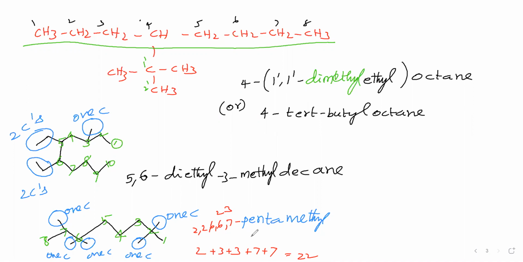So which is correct? The numbering giving 2,3,3,7,7 is the correct one, so we will neglect the other. Therefore we are taking the numbering in this way: 2,3,3,7,7. Next, the parent chain contains 8 carbon atoms, therefore we can say octane.